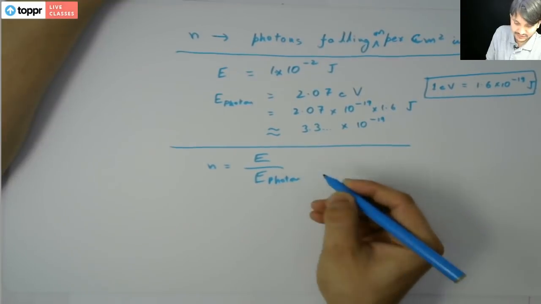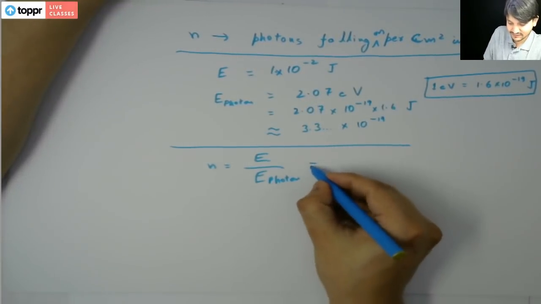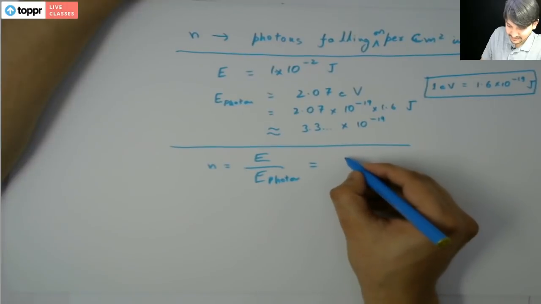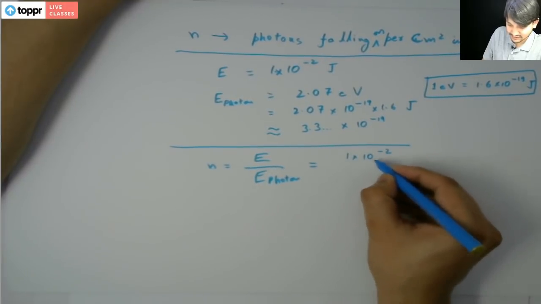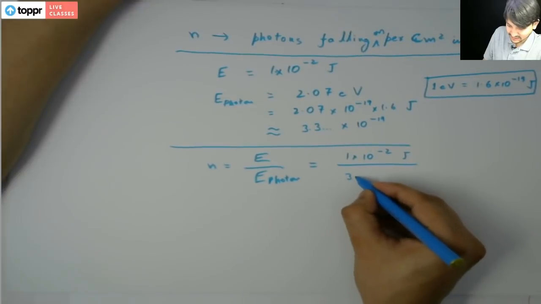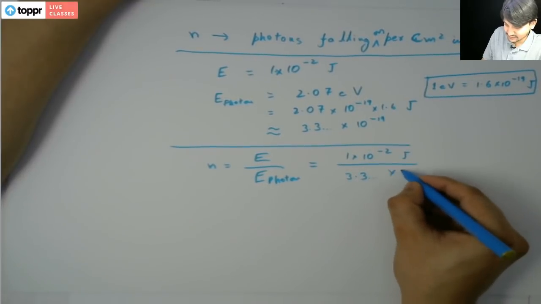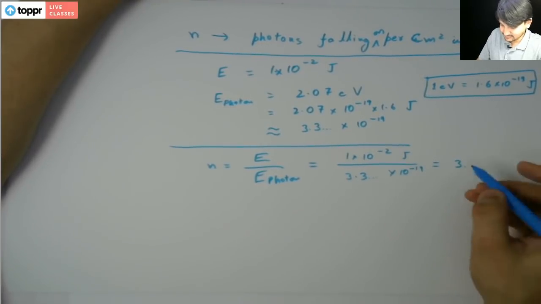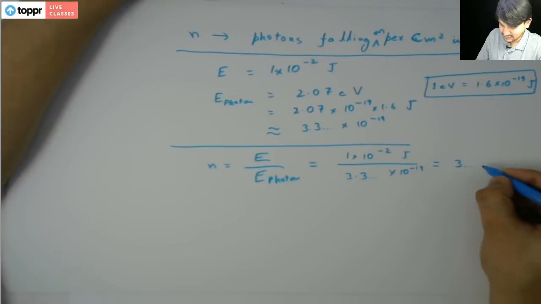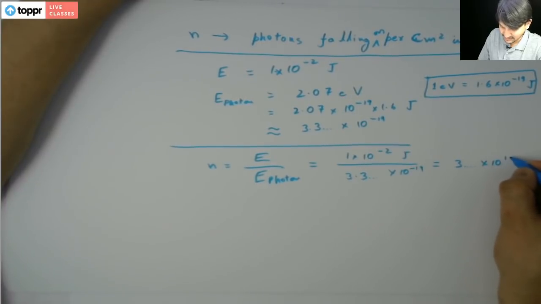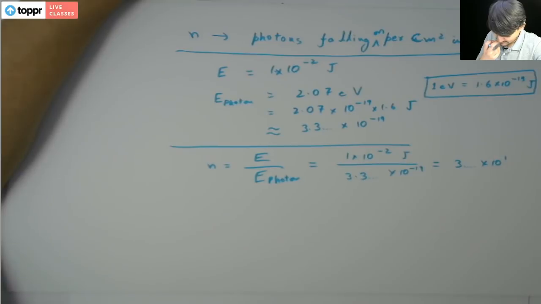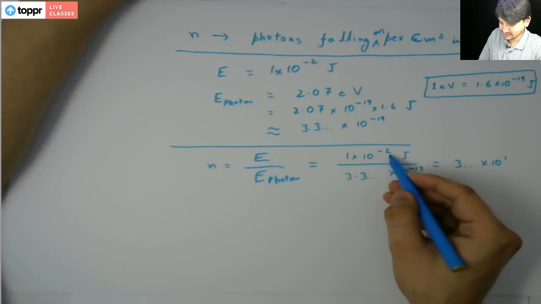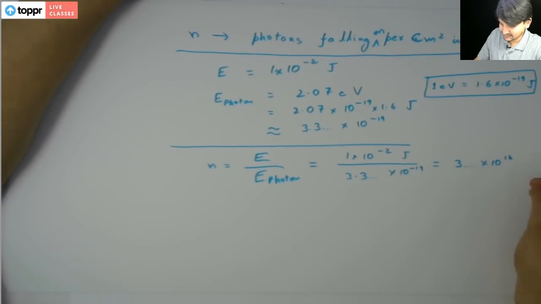I'm just taking E photon for this imaginary situation where the photon has a wavelength of 600 nanometer. So that is coming out to be 1 into 10 to the power minus 2 joule divided by 3.3 something into 10 to the power minus 19. That will come to around 3 point something into 10 to the power 17. Am I right? No, if I take 10 here, that would be 10 to the power minus 3, so that would be 10 to the power 16.